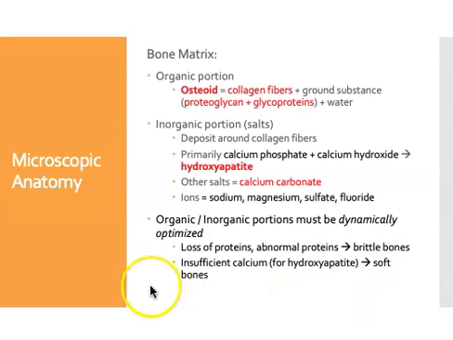When a person has insufficient calcium in their body, so they don't have enough hydroxyapatite, it's as though they're building bone just with the concrete, and they're not putting any rebar into it. And that gives them soft bones. So think of bone as being like reinforced concrete. The osteoid with the protein fibers in it is like the rebar, and the hydroxyapatite is like the concrete.